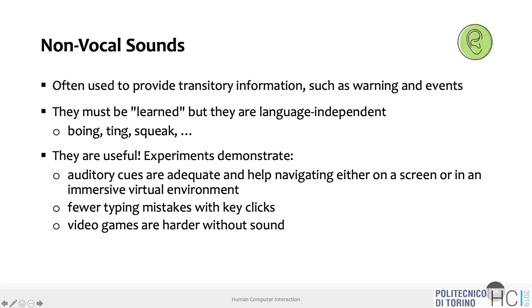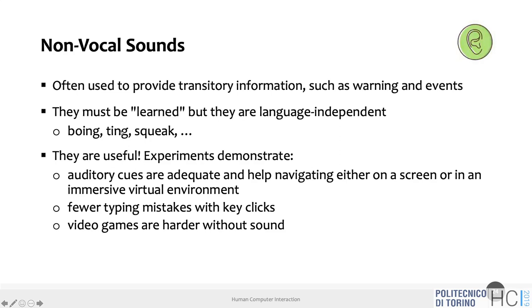The same sound of an email that is arriving is the same here in the United States, in China, in South Africa, or anywhere in the world, probably. So it's the same sound. While the language and the context may change, the sound can be more independent from that. And the scientific literature demonstrates that non-vocal sounds are really, really useful. So for instance, I made three examples. Auditory cues, so these non-vocal sounds, were found to be adequate to help navigating a space on a screen, and an immersive virtual environment.